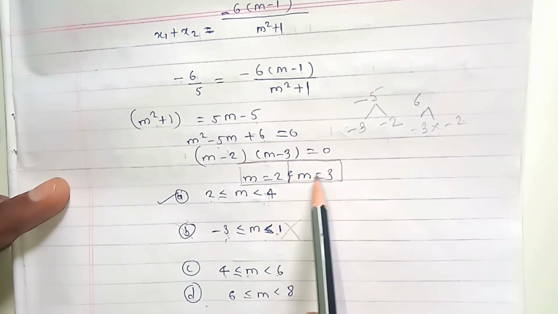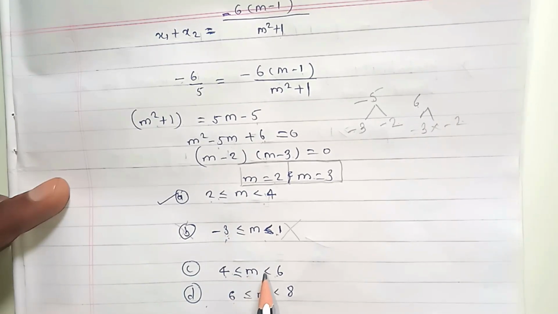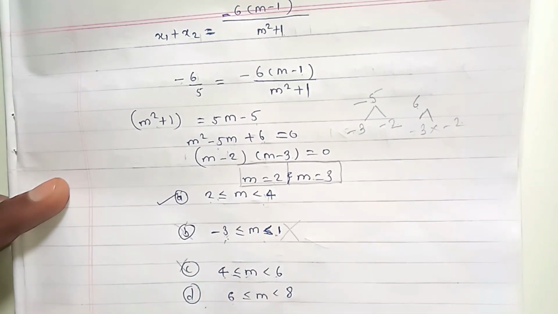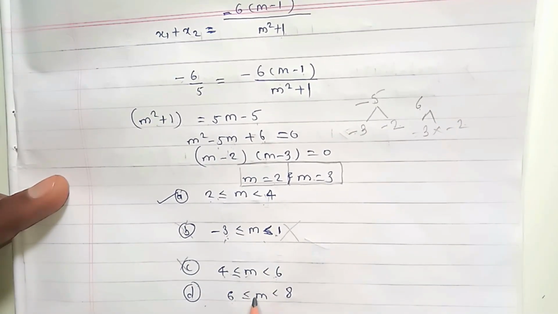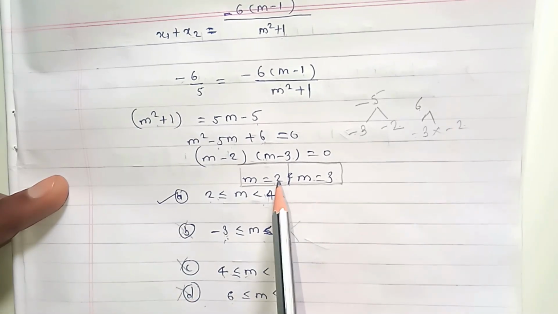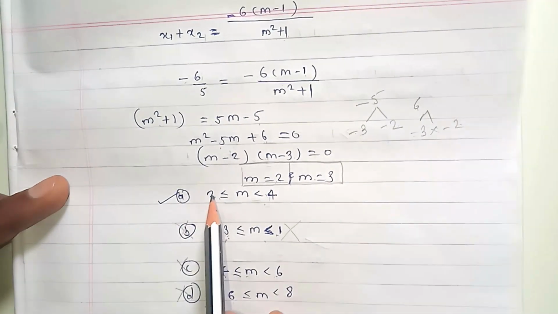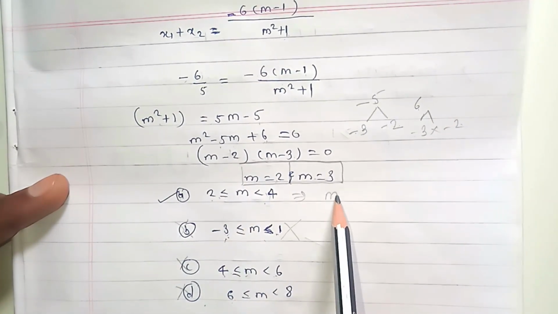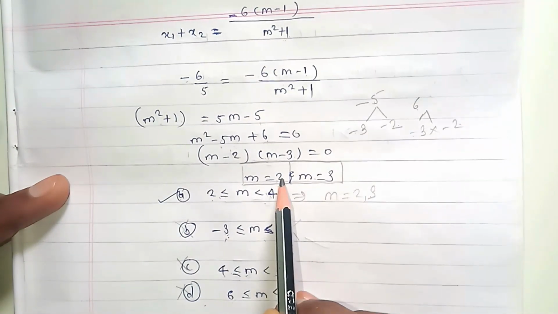In the third option, 4 less than or equal to m less than or equal to 6, we can see that 2 and 3 are also not there. The values start from 4, 5 and 6, so the third option is also wrong. The fourth option says the values start from 6, 7 up to 8 but not 8, so this one is also wrong. The correct option is the one where m is 2 and 3, which belongs to our first option, 2 less than or equal to m strictly less than 4. That means m can take the value 2 and the value 3, but not 4. So the required option is A.